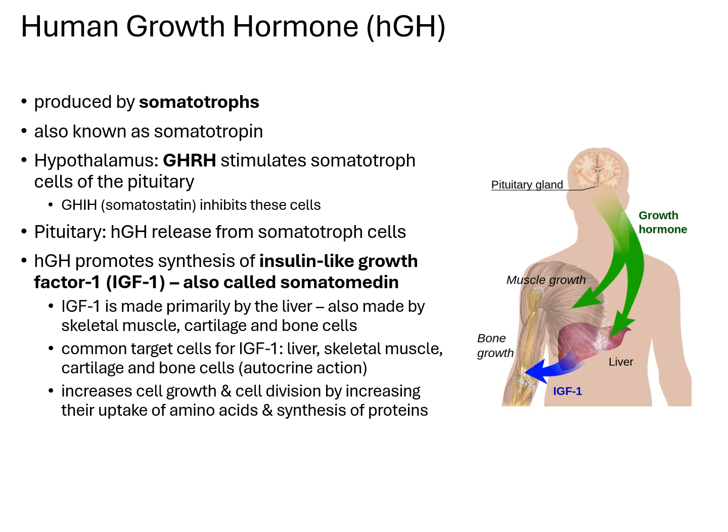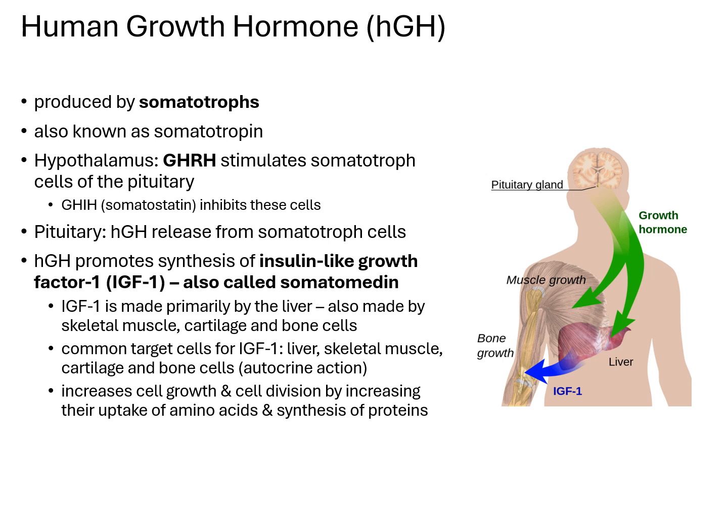Now, what does human growth hormone do? It promotes the synthesis of a growth factor called somatomedin, or insulin-like growth factor 1. The target of human growth hormone, believe it or not, is the liver, the skeletal muscles, cartilage, and bone.